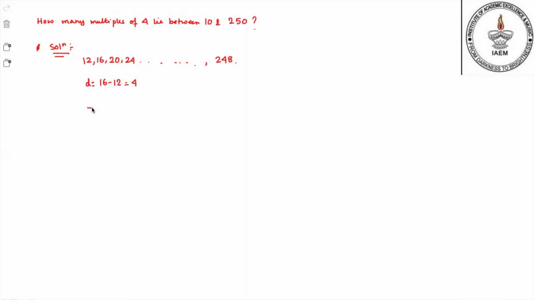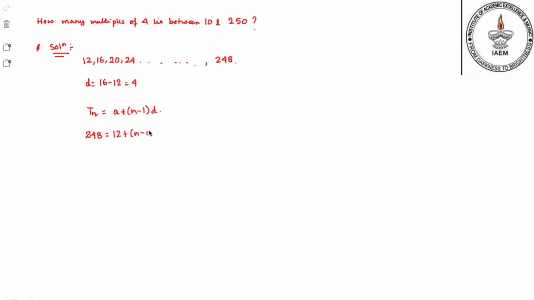Now, the question is Tn. We know the formula is Tn equals A plus n minus 1 into D. The question that has been posed is, how many multiples of 4 lie between 10 and 250? So the last multiple of 4 between 10 and 250 is 248. So in place of Tn, we are writing 248. A we know is the first term. In this series of numbers between 10 and 250, the first term, which is a multiple of 4, is 12.